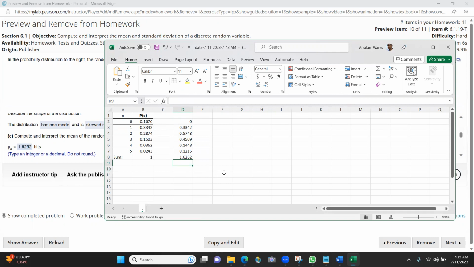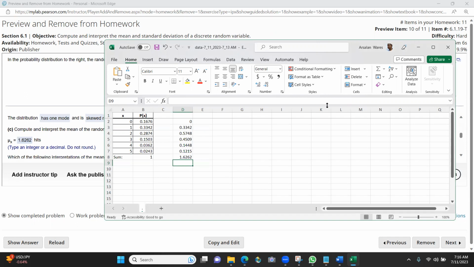We are happy. How do you interpret it? I would say on average they get about 1.6 hits. That's how the mean is interpreted. Then I'm sure they want us to find the standard deviation. Okay, guys, so before I look at the answer, I'm going to find it.